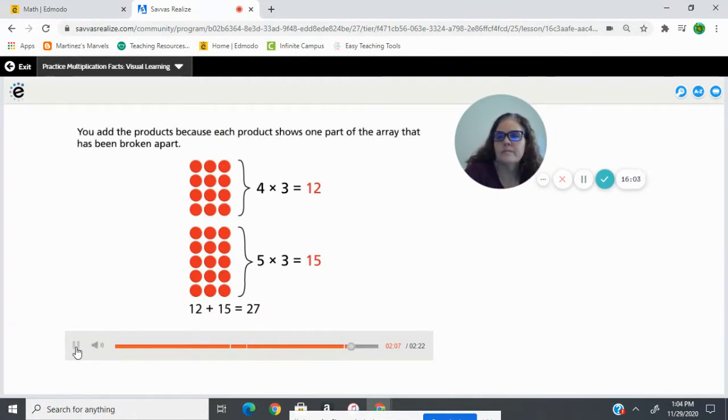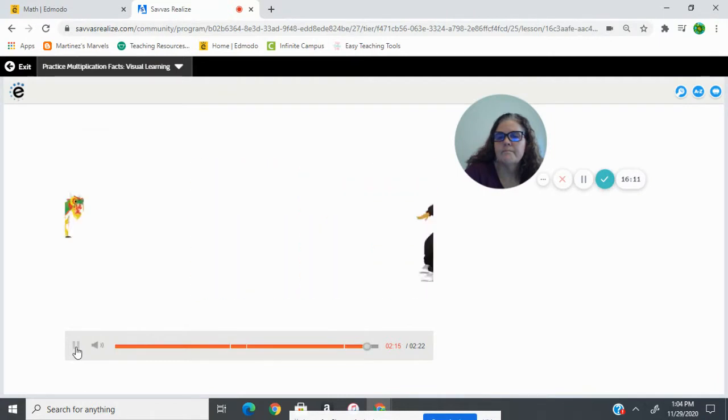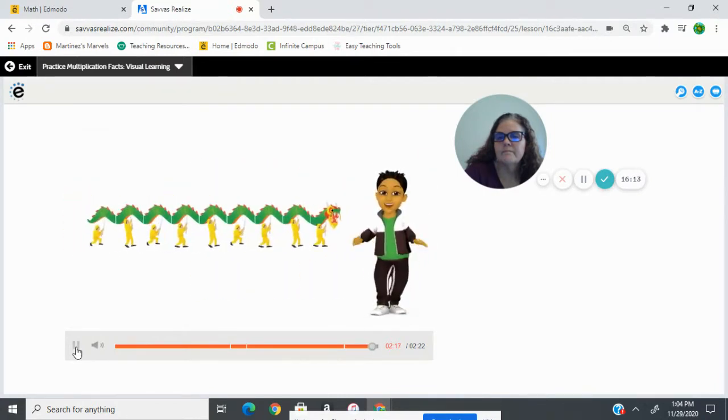You add the products because each product shows one part of the array that has been broken apart. Now you know how to use strategies to multiply.